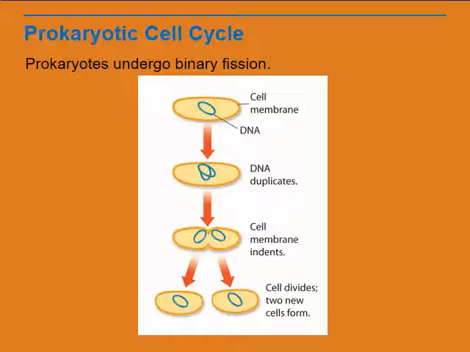And eventually, after the chromosomes have been duplicated, the two molecules attach to different regions, so they start going to different poles, or different ends, of the cell. Then the cell starts to pinch inward. What would happen if the cell membrane did not indent and pinch inward? Then the cell would not form two new daughter cells. The original cell would maintain two complete copies of its DNA.